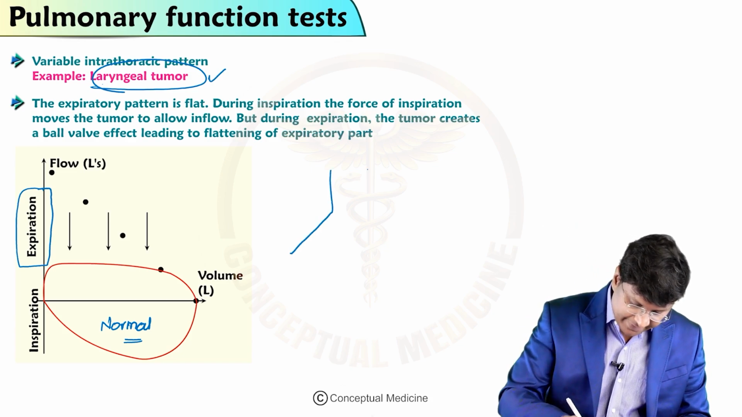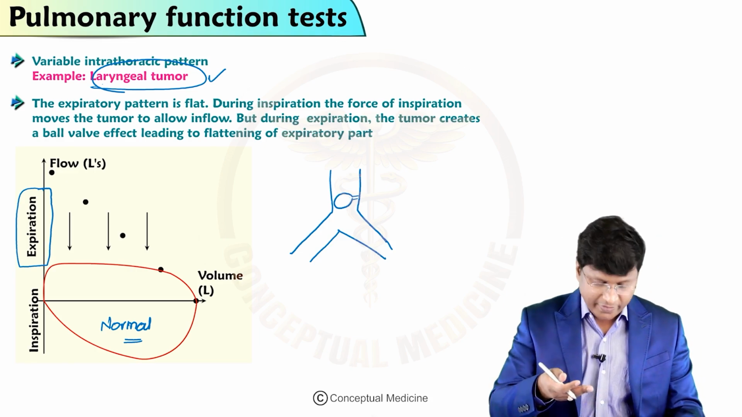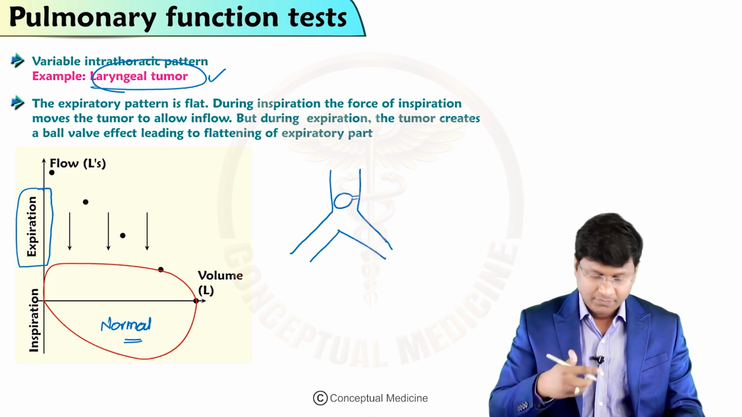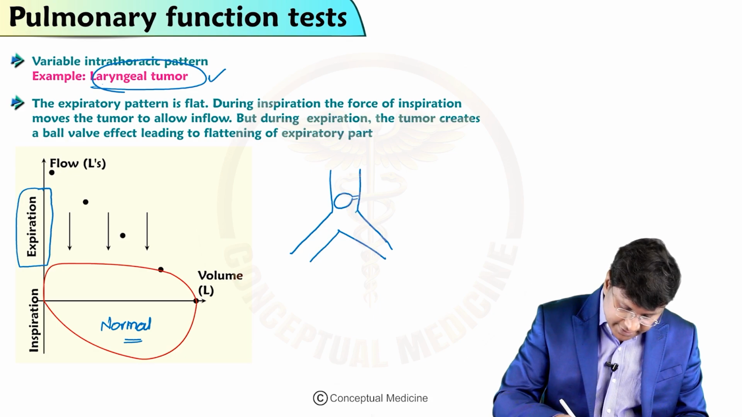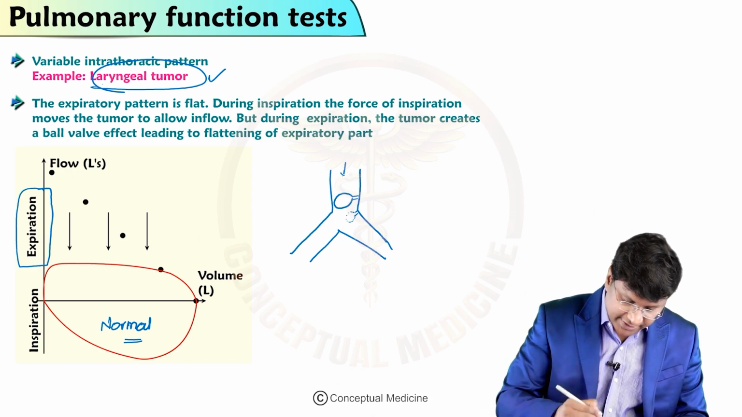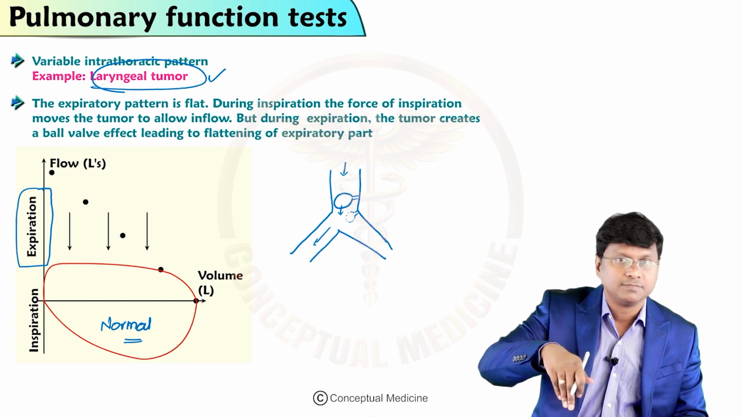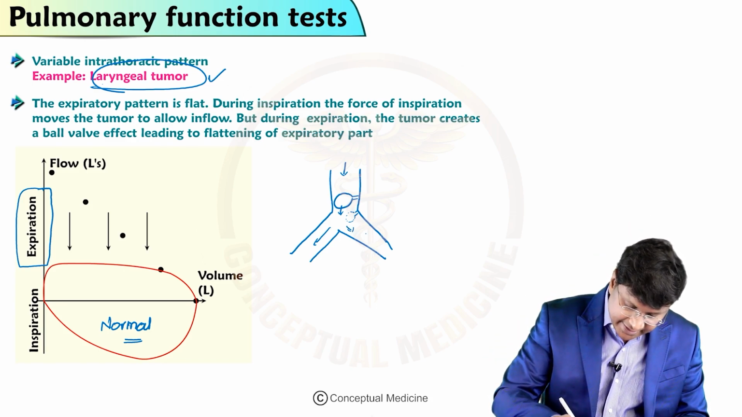See, what will happen in the laryngeal tumor is that it is a pedunculated tumor. Consider this is a tumor. So when the individual is inhaling, the pedunculated tumor moves down. As the air moves in, the pedunculated tumor moves towards the wall. So that is the reason why the air can comfortably pass down.